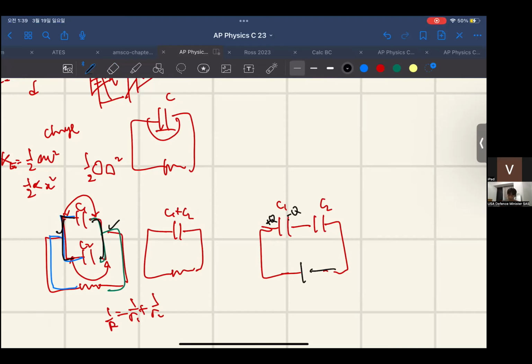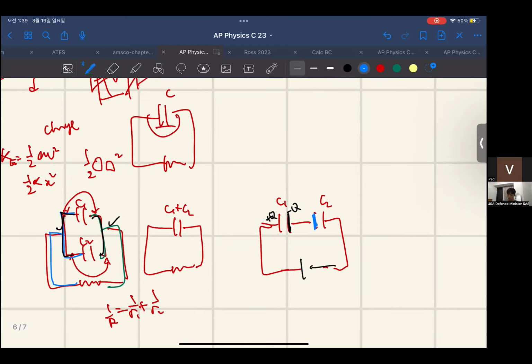Now, if you have minus Q charge on this plate that I just colored in black, the plate over here that I just colored in blue should have plus Q charge. Why? Because this part is in fact connected in one wire. Thus, the sum of their charge should be 0. If you have negative Q charge on one side, then on the other side, you should have plus Q in order to cancel it out.